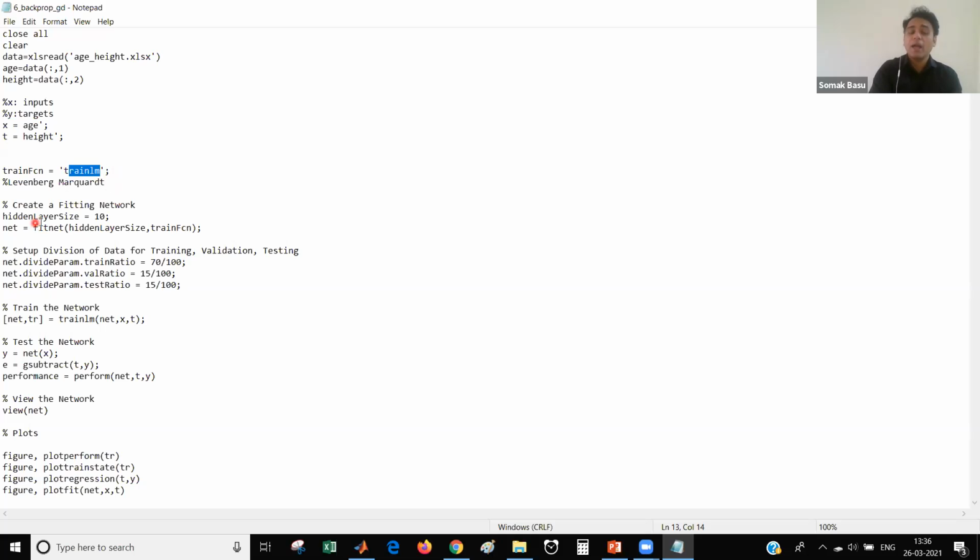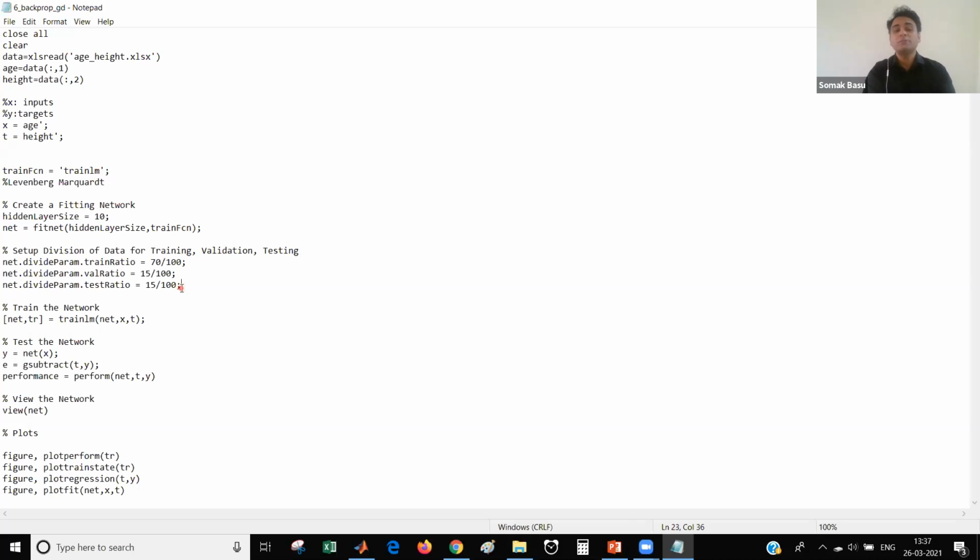After that, I have decided the hidden layers to be 10. I can take the number of neurons in the hidden layer to be 10, or I can take it to be 5. It's up to me. Let us keep it at 10. After that, net is going to be fitnet with the hidden layer size and train function. This line of code will create a network with 10 hidden neurons and the training function trainlm.